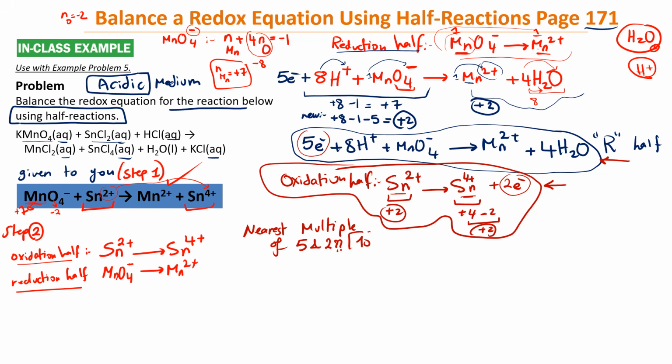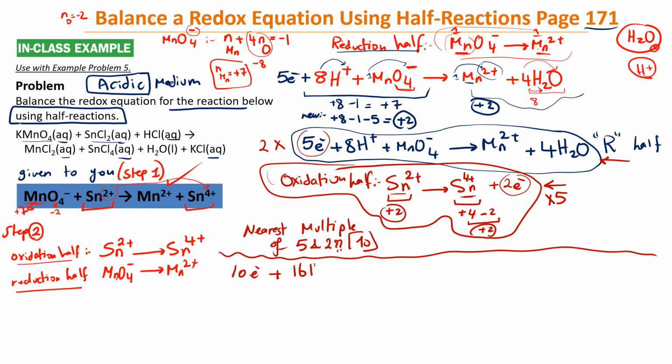Well done, it's 10. So this equation I multiply by 2 and this equation I multiply by 5. So what you will get is the following. You will get 10e plus 16H plus 2MnO4 minus. When we say we multiply by 2, we multiply the whole equation, everything. Gives us 2Mn plus 2 plus 8H2O. Okay?